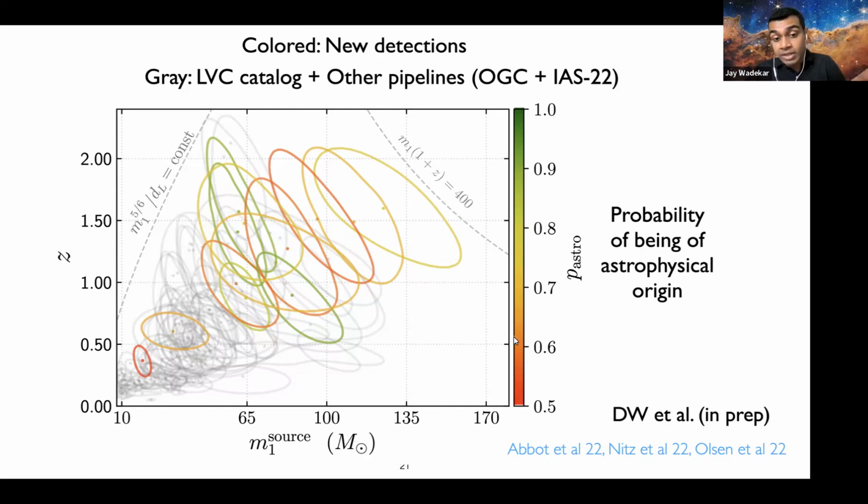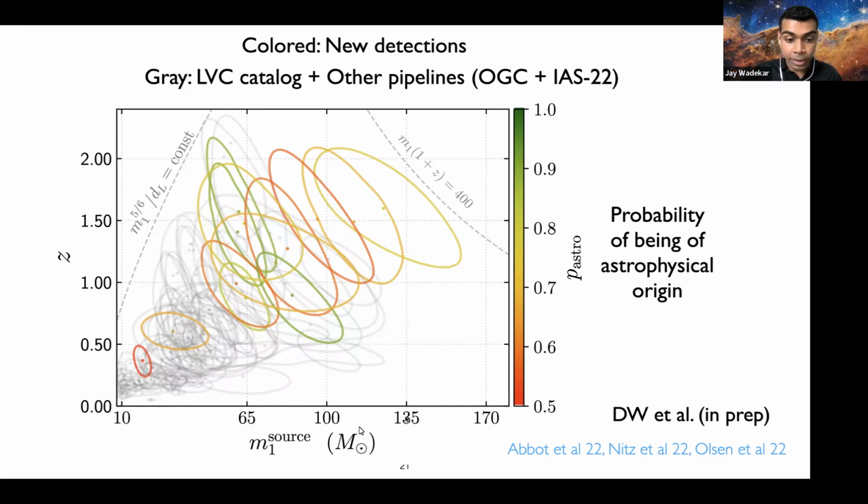Another thing to mention is we also found a lot of the significant detections that have been claimed earlier. Those were also found by our pipeline, but I've not colored them in the plot because they were already found earlier. In this plot, we wanted to highlight the new ones that we found.